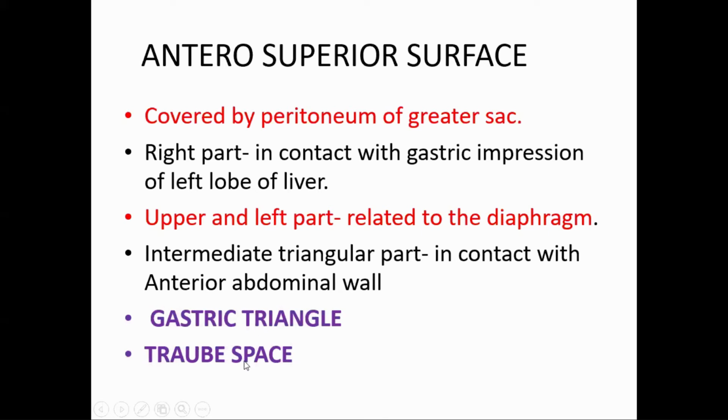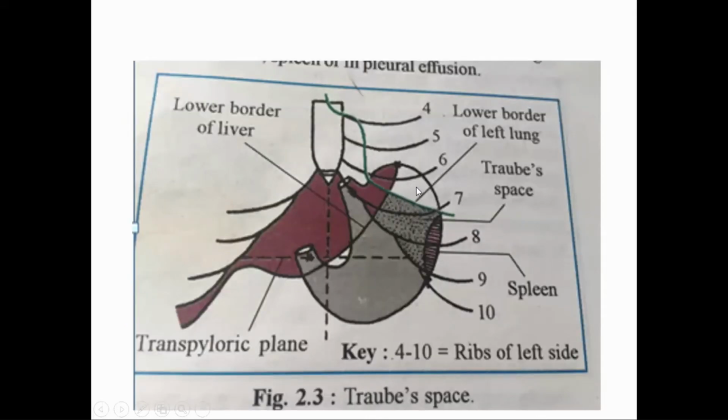And there is a trough space also. This trough space is present towards the fundus of the stomach. So in the fundus of the stomach, there is a space named the trough space. This space is always filled with air, and on percussion it is tympanic. So what is the boundary of the trough space?